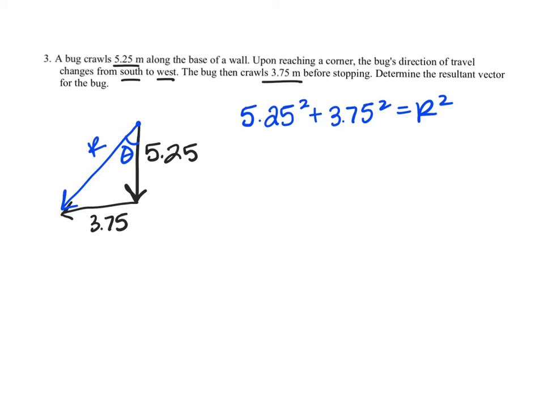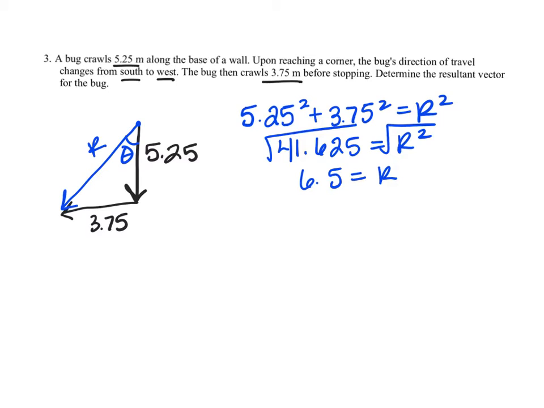All right, so then when we simplify this left-hand side in the calculator, that's going to equal 41.625 will equal r squared, but we don't want to stop there. We want to square root both sides, and when we do that, we end up with 6.5 for our magnitude, and that's the value of r. So that's our magnitude. You don't want just the magnitude. We want the entire resultant vector, so that includes direction.